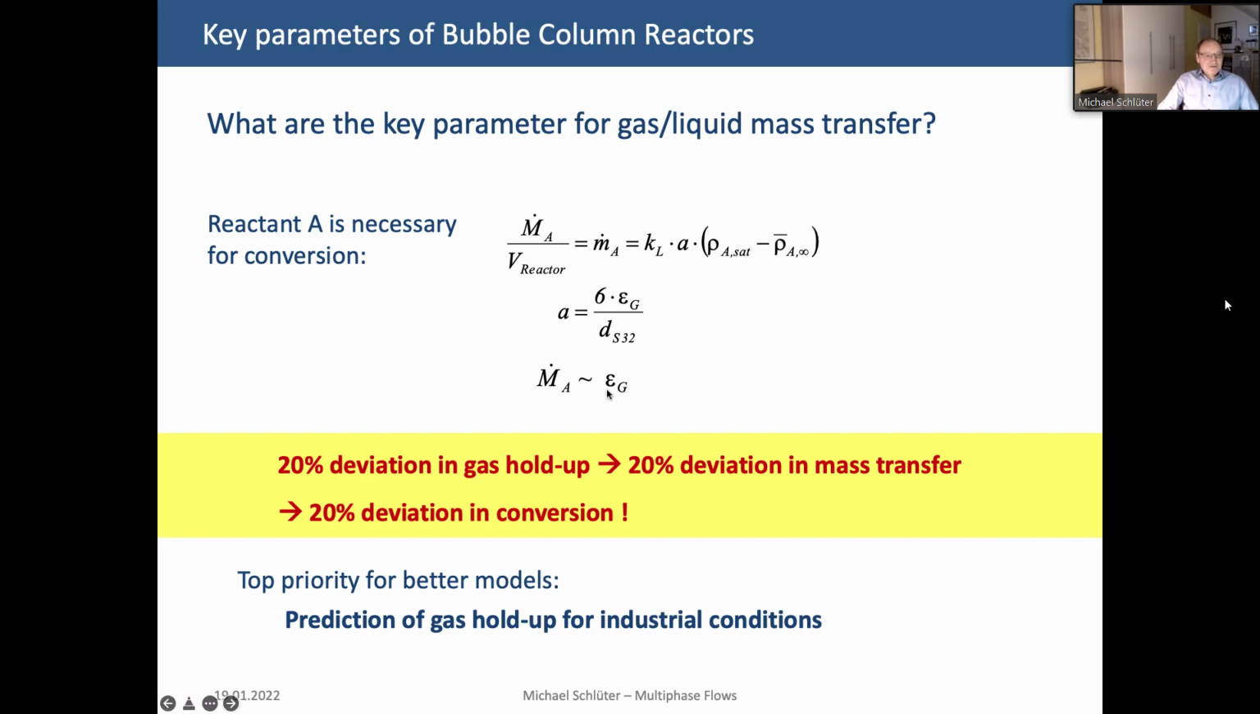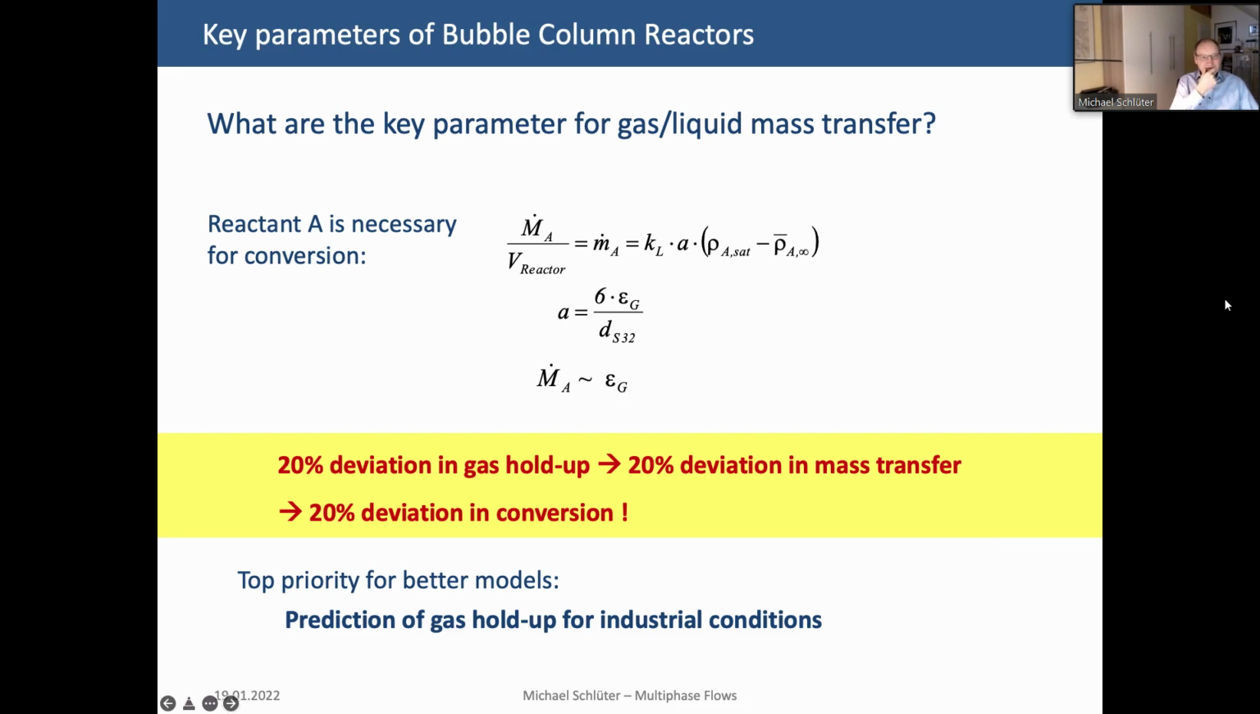In other words, if you have a deviation in gas hold up for some reason, for example, viscosity changes or blocking of your gassing system or whatever, if you have 20% deviation in gas hold up, then this means that you have as well 20% deviation in mass transfer performance. And of course, if you have 20% deviation in mass transfer performance, which means that you have 20% less oxygen, for example, that is shifted to the catalyst, then this means you have 20% deviation in conversion. So you have 20% less product at the end of your process if you have 20% less gas hold up.